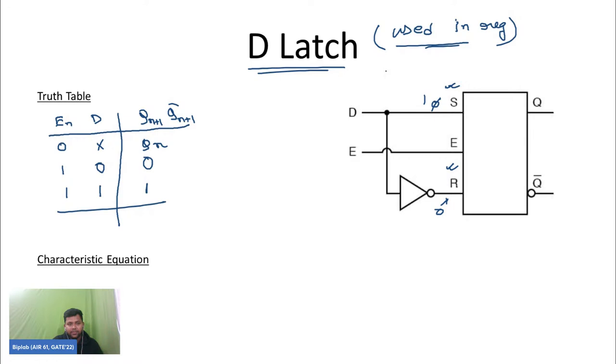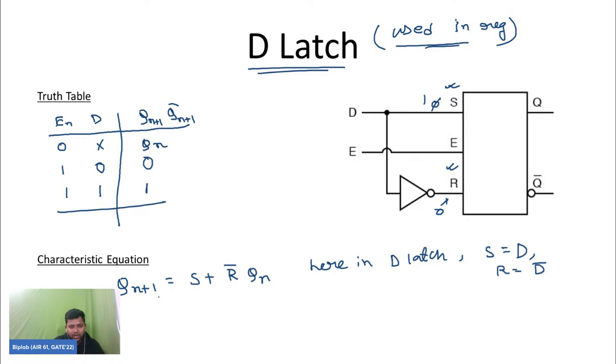D latch. So now you have to memorize only the characteristic equation for SR latch, and everything else you can find out by derivation. We know Qn+1 is equal to S plus R bar Qn. And here in D latch, what we have is that S equals D, okay, and R equals D bar.